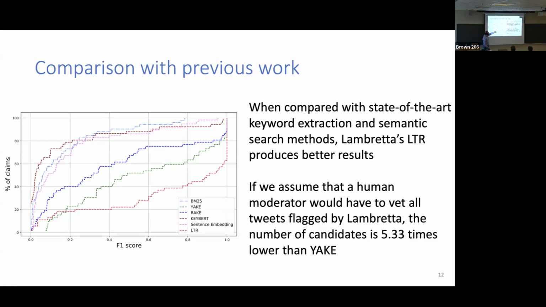However, even then, we find that the number of tweets flagged by our model is much lower than those flagged by the second best performing one. Okay, so we would reduce the number of candidate tweets that the human moderator would have to go through by over 5 times. So that's making their life easier. This is on our labeled data set, based on a 5-fold cross-validation and so on.